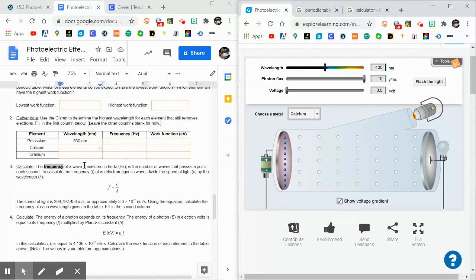Now, the frequency of a wave measured in hertz is the number of waves that passes a point each second. To calculate the frequency of an electromagnetic wave, divide the speed of light by the wavelength. The speed of light is 299,792,458, or approximately 3.0 times 10 to the 17 nanometers per second. Using the equation, calculate the frequency of each wavelength given in the table. Fill in the second column, everybody.